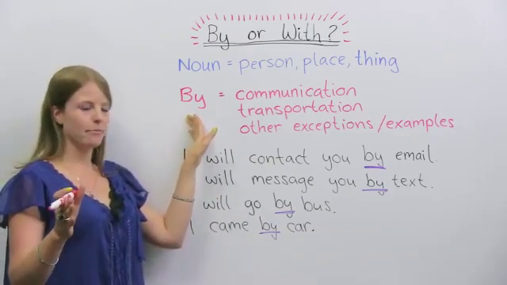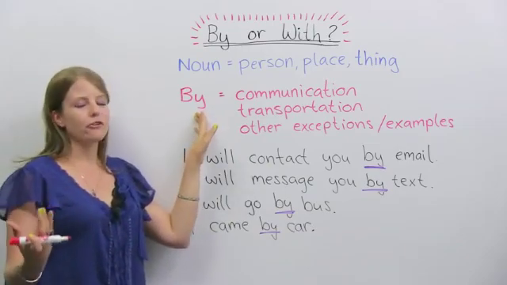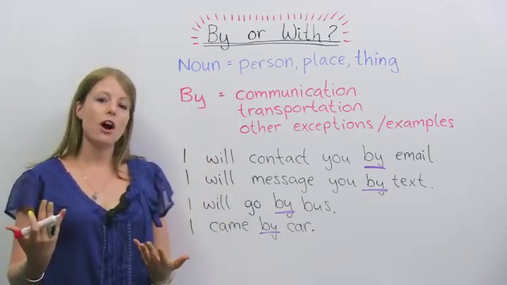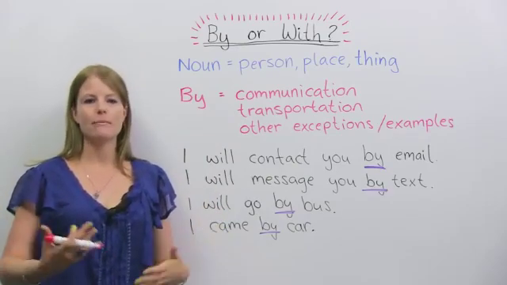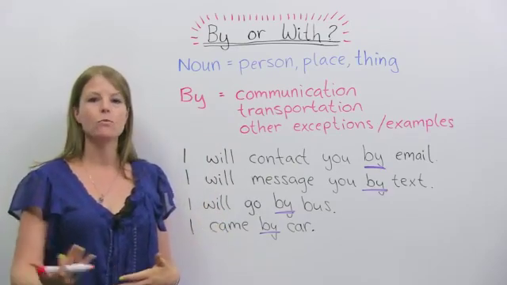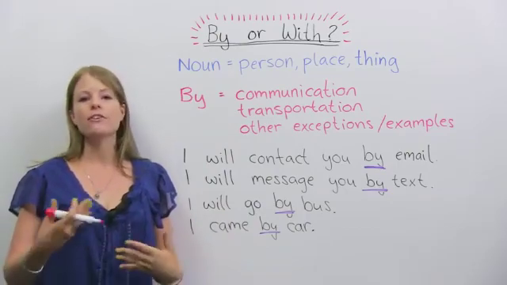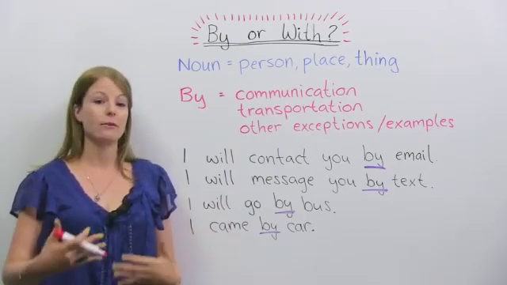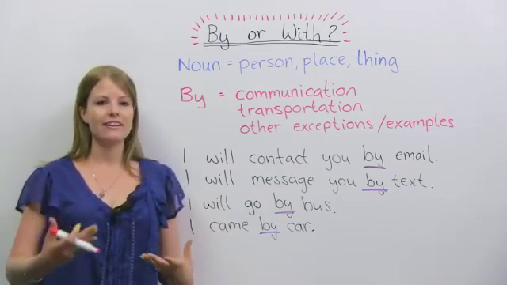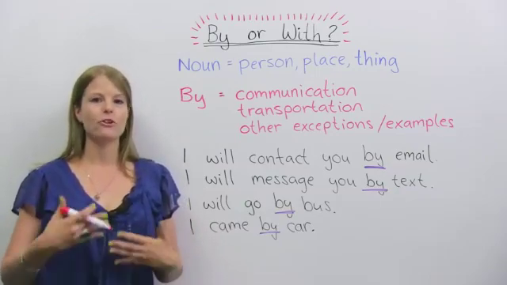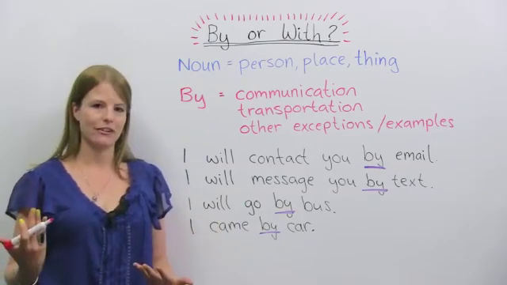Before we get to some examples, one of the major rules when we come to "by" is we often use it with communication, okay? So when we're talking about how we communicate, we usually use "by." We also use "by" a lot when we're talking about transportation. There are also a lot of other exceptions, but the main ones that I want you to know for now is when we're talking about transportation and communication.